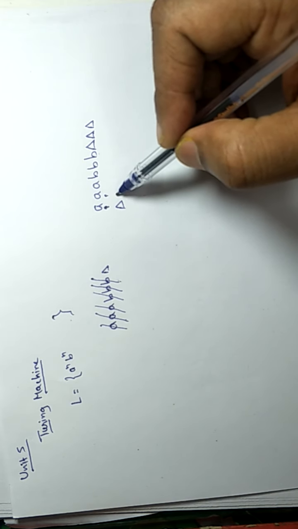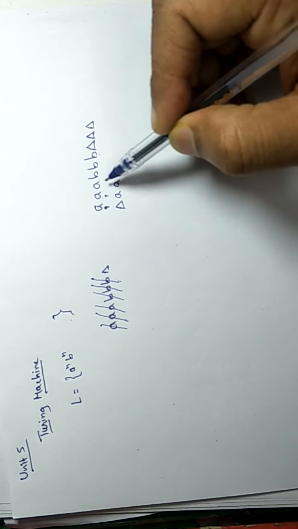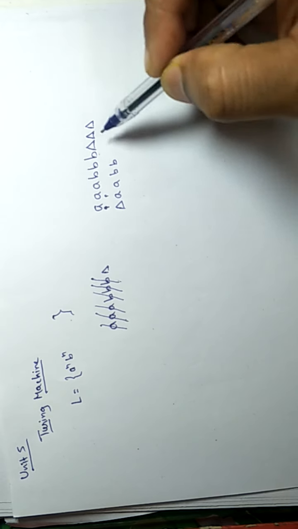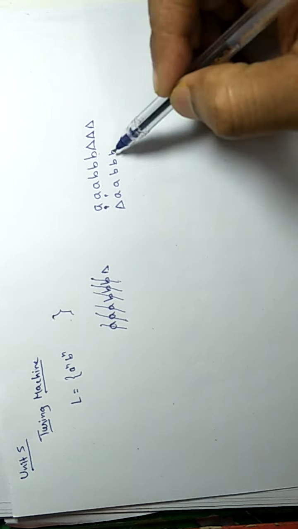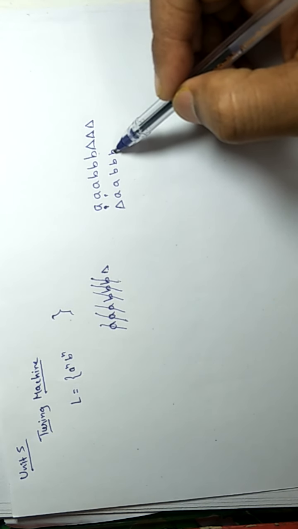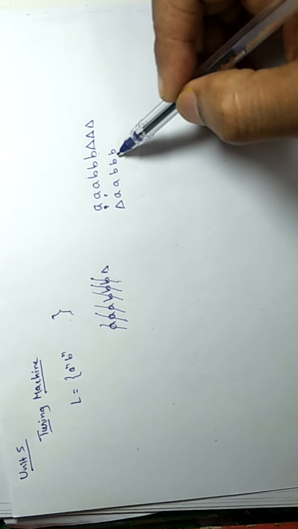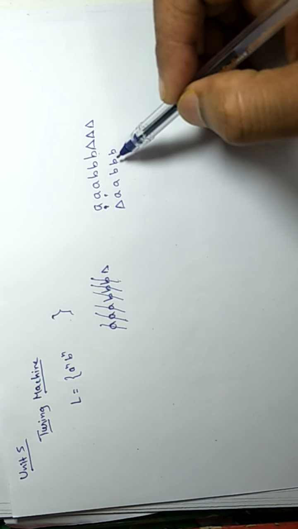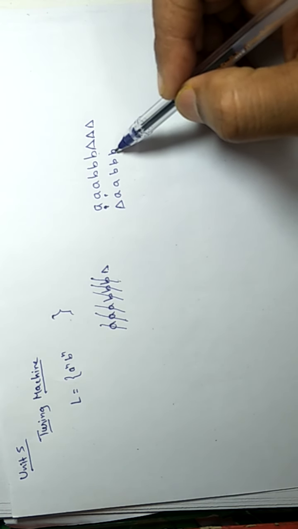So we read this a and leave it unchanged, then read this a, leave it unchanged, then read this b and leave it as it is, and we reach this a, this b. Here it looks like it is the last b, but for a Turing machine we don't know whether it is the last b or the second last b, because for the machine this b and this b are all the same. So how can a Turing machine recognize it is the last b?